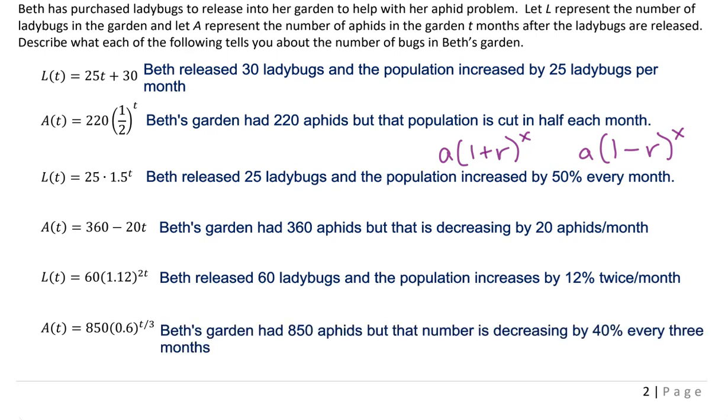So initially 850 aphids, but that's dropping by 40%, which means there's 60% of the original amount remaining, and that's why we see a 0.6 in our equation. But this is not happening every month. We're dividing by 3, which is slowing it down, so it's now happening once every 3 months. So hopefully that helps. We'll work on going the other direction next, but start to think about what all the pieces of these formulas are telling you.